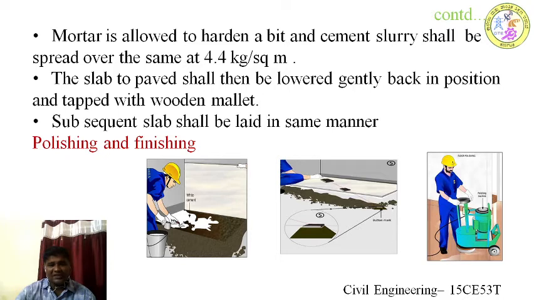There will be 3 levels of polishing: first level, second level, and third level. In the first level of polishing, I am going to use coarse graded grit block on this machine, and this machine will be the rotator. There will be a rotating disc. This grit block will be rotating all over the floor.